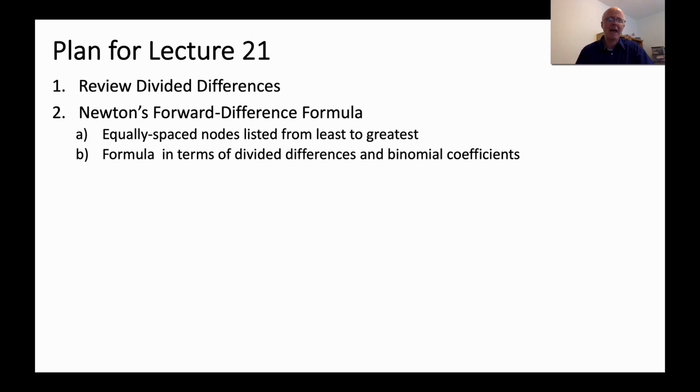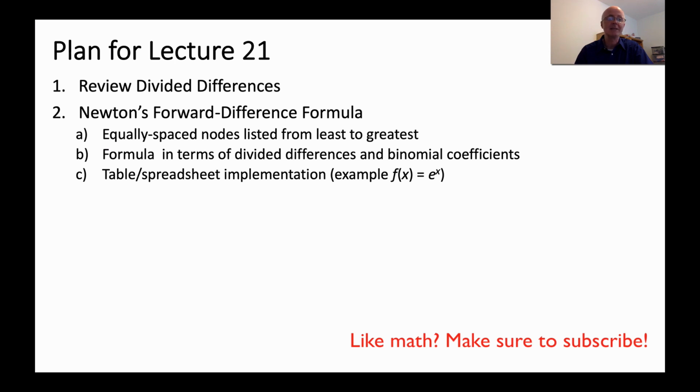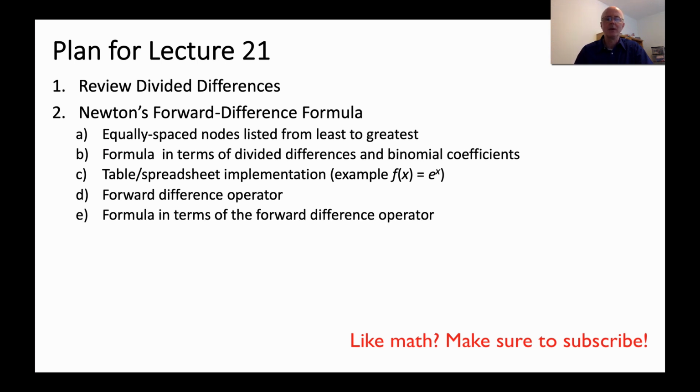s choose k are the binomial coefficients, but in this case, s will not have to be a whole number. We'll look at table/spreadsheet implementation. Our example for this video is going to be f of x equals e to the x. Then we'll look at the forward difference operator, which is not quite the same thing as divided differences, though it's related. And we'll look at the formula for Newton's forward difference formula in terms of this forward difference operator.